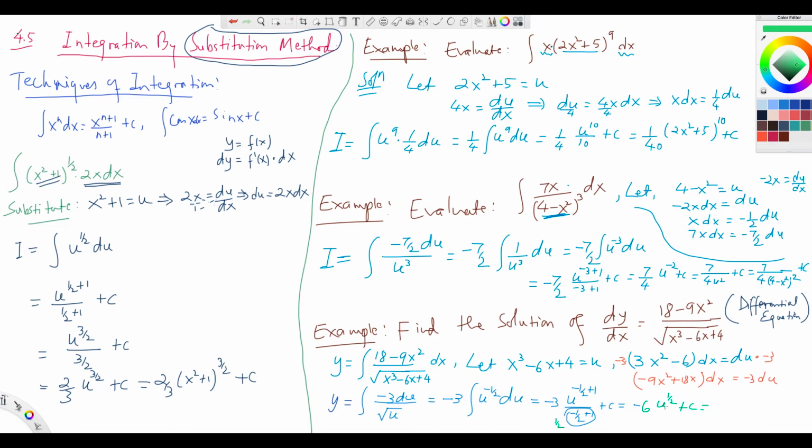So now plug in the value of u. What is our u? u is that quantity, right? So let me plug that in with negative 6 and write it down. You can write it in root form because 1/2 is the square root. So x cubed minus 6x plus 4, and then the power 1/2 is the root. By the way, this root is like this, so this is not the 6th root, okay? This is 6 times that thing, and then plus c.